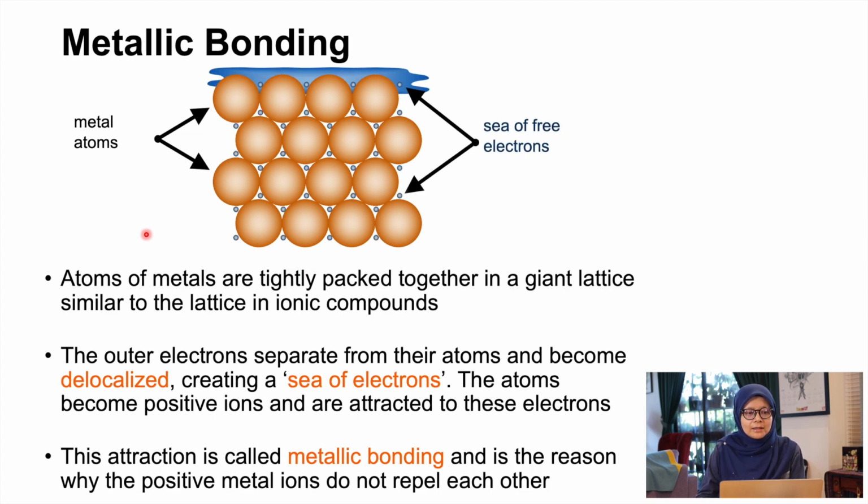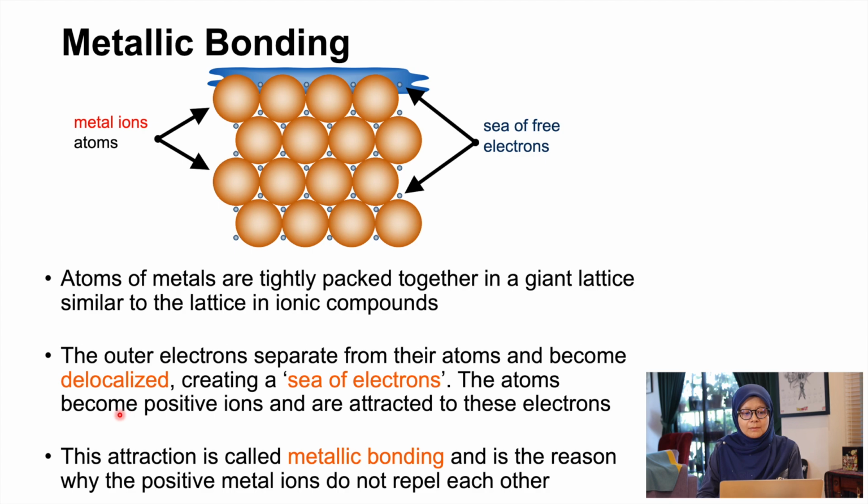How can the metallic bond be formed? First, atoms of metals are tightly packed together in a giant lattice, similar to the lattice in ionic compounds, which is what we discussed previously with covalent and ionic compounds. The outer electrons separate from their atoms and become delocalized, creating a sea of electrons. In this diagram, we can see the metal ions and the sea of free moving, or delocalized, electrons.